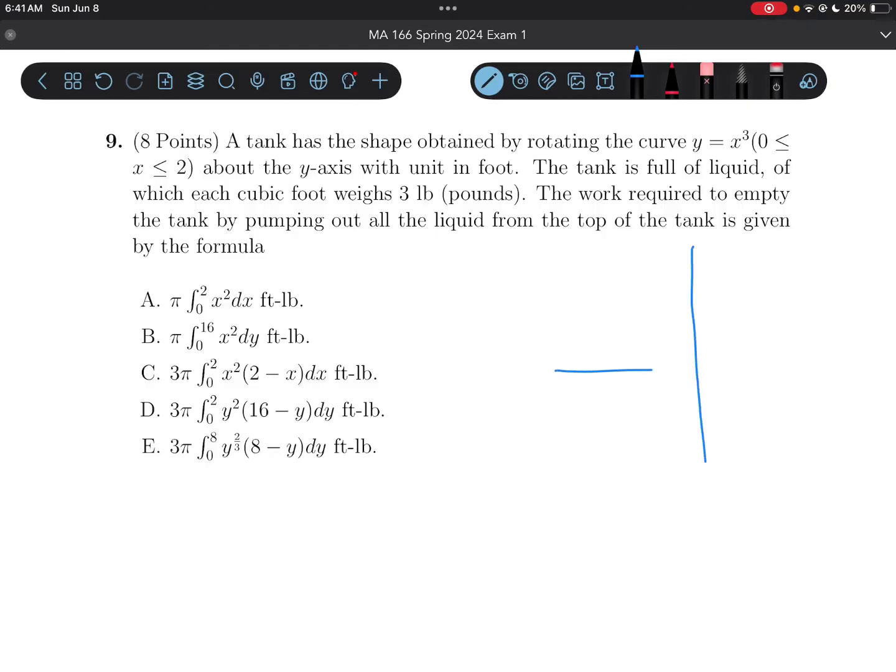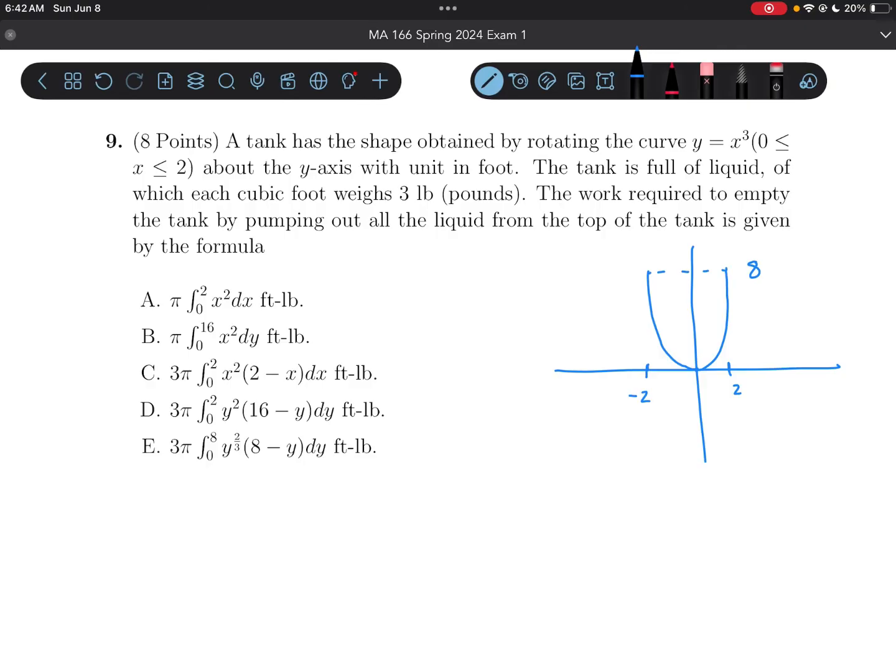Okay, so let's draw a picture. So our tank looks something like this. And they say y equals x cubed, where x is between 0 and 2. So that means the height of the tank is where x equals 2. So if I plug in 2 to y equals x cubed, I get the height of the tank to be 8.